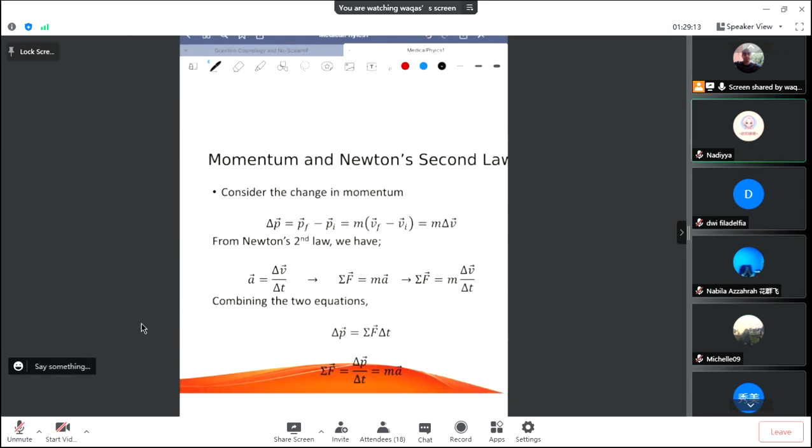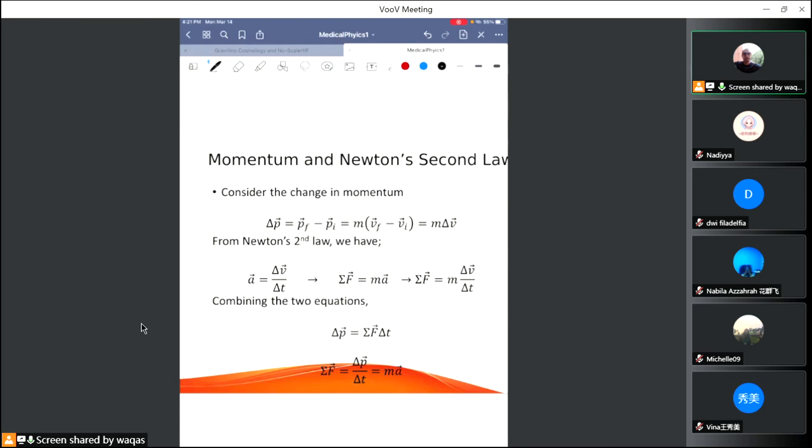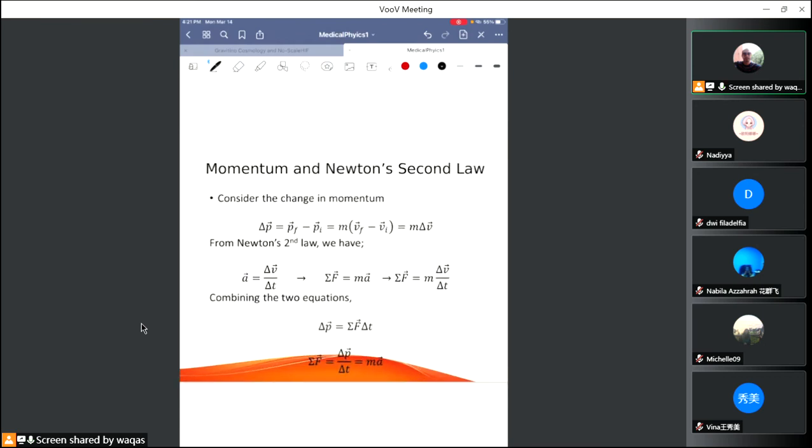Okay, now we can try to understand momentum and Newton's second law. For example, consider a change in momentum. We have a mass m1 with momentum p1, and in this position the mass is the same but the momentum is changing. So to write the change in momentum, we have final momentum minus initial momentum. Momentum is mvf minus mvi, so you can take m common and write final velocity minus initial velocity, which we can also write as delta v.